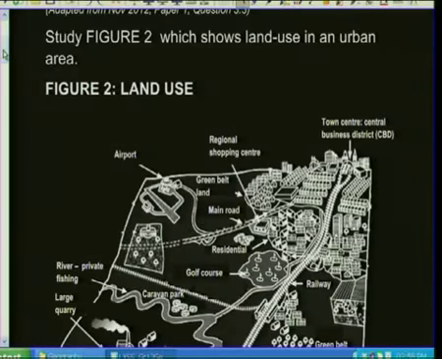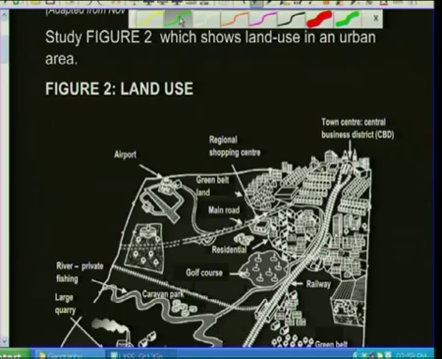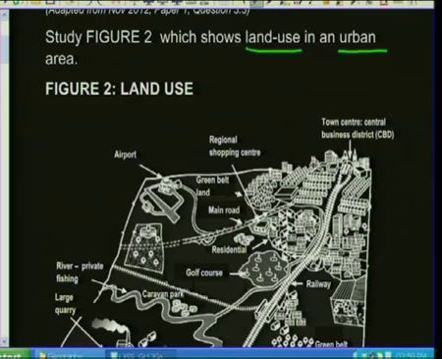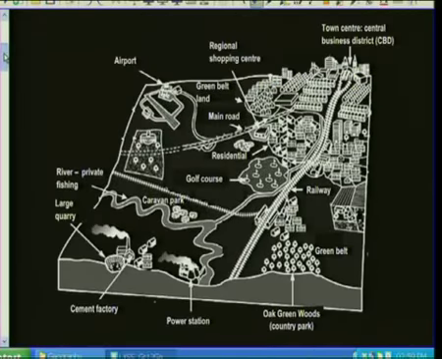Question 2 says, study figure 2, which shows land use in an urban area. So that means we've got to take our understanding of urban settlements, forget about rural, just deal with the urban settlements and the land use zones, and take it into this question. What have we got here? We have a whole bunch of labels, and the examiner always puts in labels because he's going to refer to them in his questions.